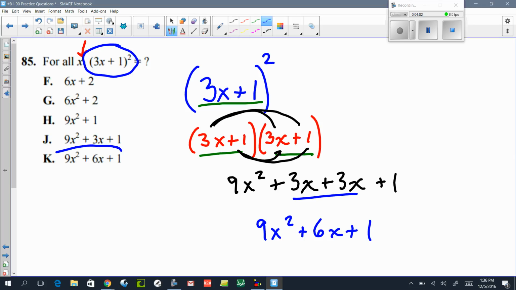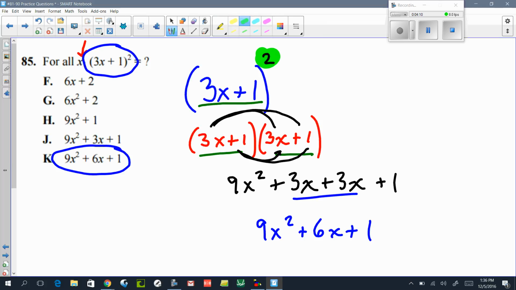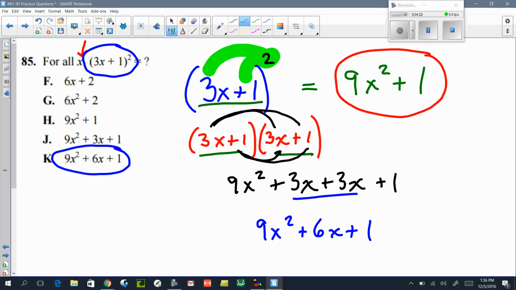The most common mistake here is that students think they can take this particular exponent, the squared, and just distribute it in here. So they'll say we end up with things like 9, because 3 squared is 9, x squared plus 1 squared, which is 1. This is a very common answer that students will make. You'll notice that that is actually option H. That is not correct. Be very, very careful of that.